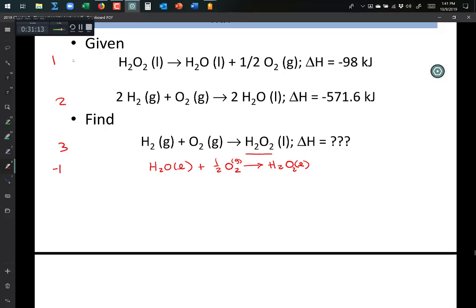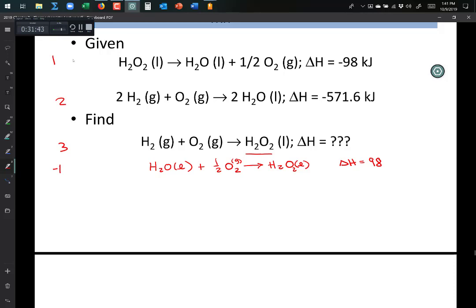And so the energy for that is what? Delta H is, say it loud because I still can't hear. 98, because I flipped it around. Remember, if it's 98 one way and I flip it around, it's got to be the opposite sign, plus 98. So far, so good.